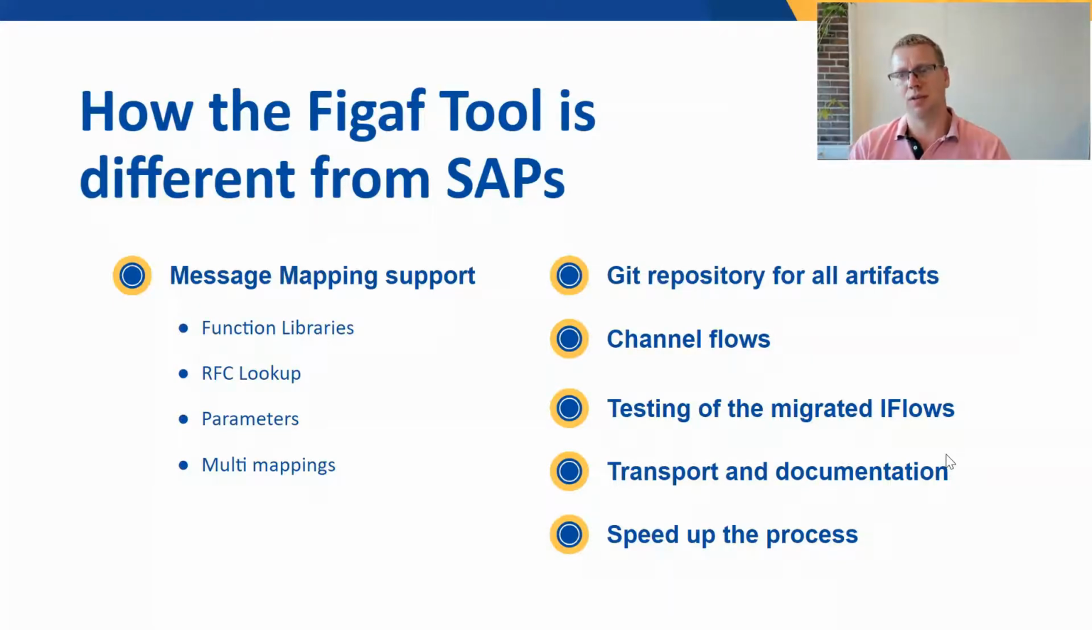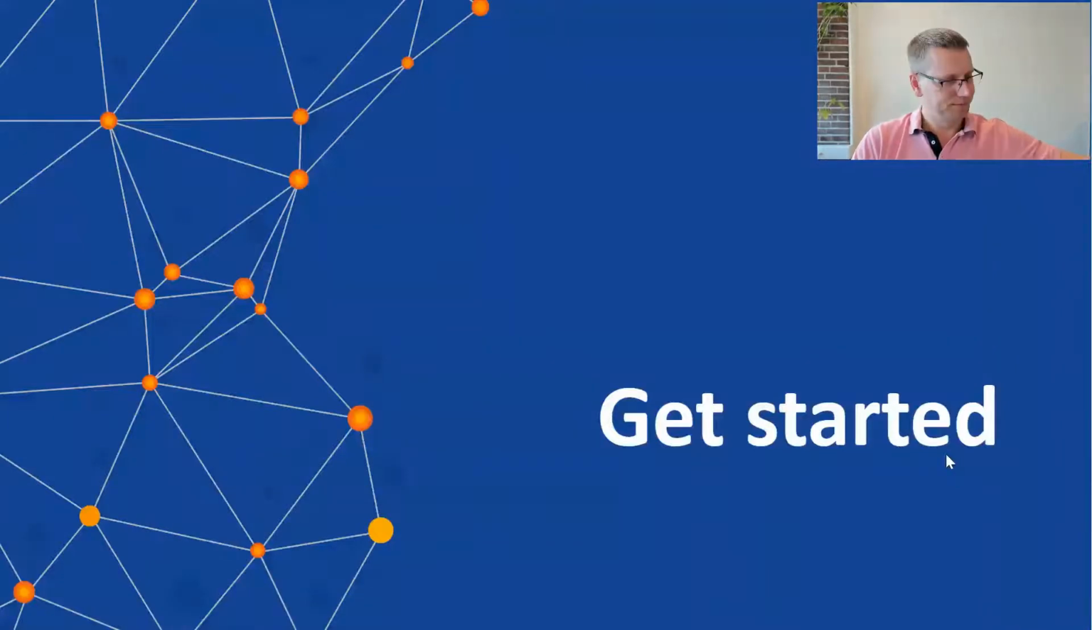So we have the Git repository for all the artifacts. There are the channels, there is testing, there is transport documentation. And then it's just about speeding up the process. If you go through the calculator, you'll probably see that even a small improvement of the effort would save a lot of money. But I think a lot of these capabilities are a fairly big improvement.